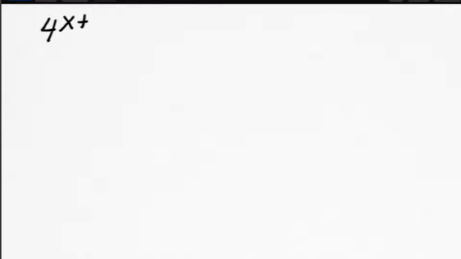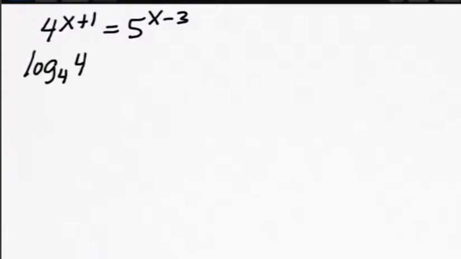4 to the x plus 1 is equal to 5 to the x minus 3. Now instead of using log base 10, I'm going to use log base 4. Log base 4 of 4 to the x plus 1 equals, now I have to use log base 4 on the other side. I can't use different log bases on both sides. Just remember that. Log base 4 of 5 to the x minus 3.